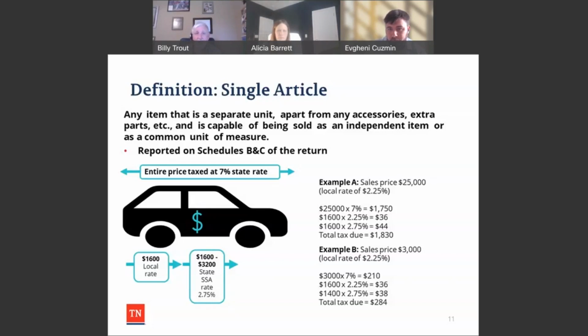And it may turn out that it's actually zero. If everything was for resale, then there would be no liability for that particular reporting period. But we do have to have you make that filing.